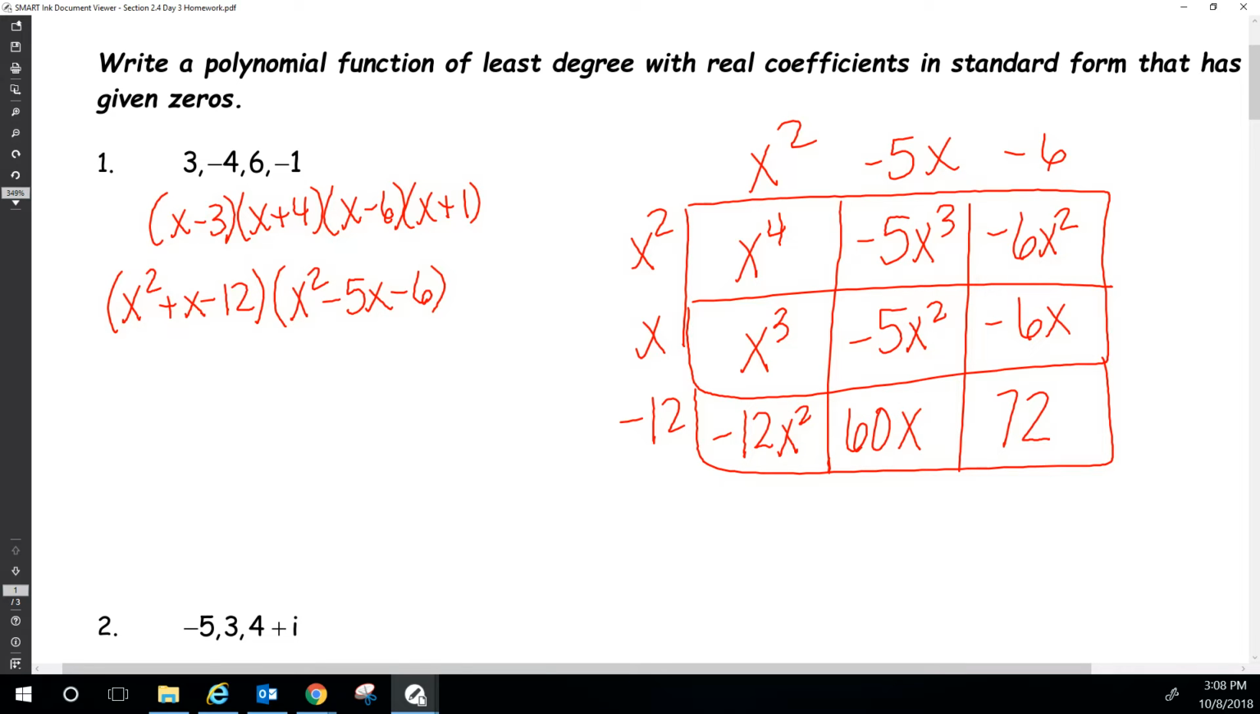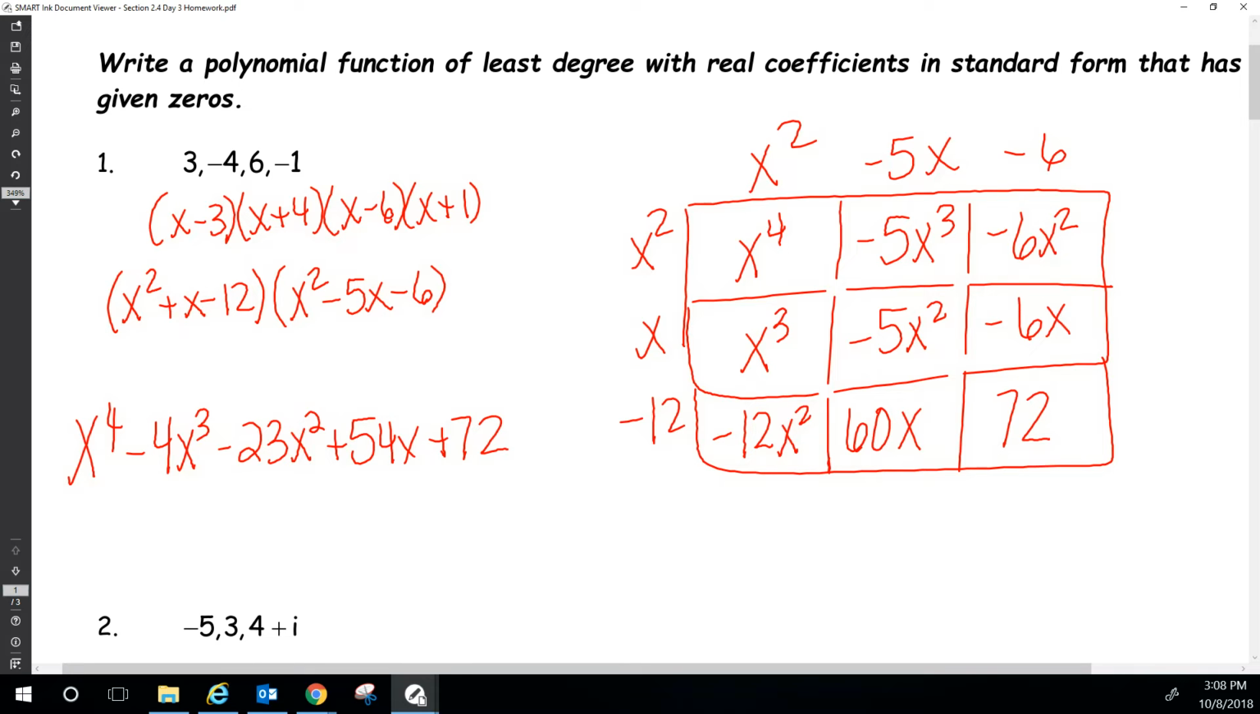And so now, if you notice, you can add along the diagonal, because that's where your like terms are at. So I've got x to the 4. X cubed, or 1 minus 5 would be negative 4x cubed. Negative 12 minus 5 is negative 17, minus 6 is negative 23x squared. 60 minus 6 is 54x plus 72.